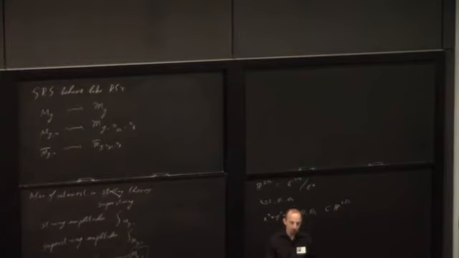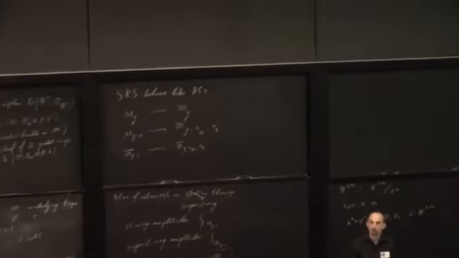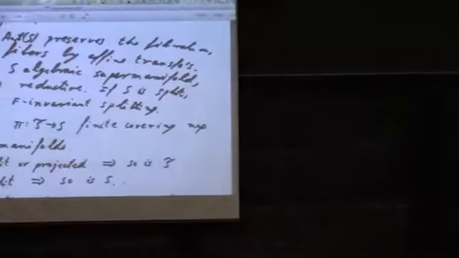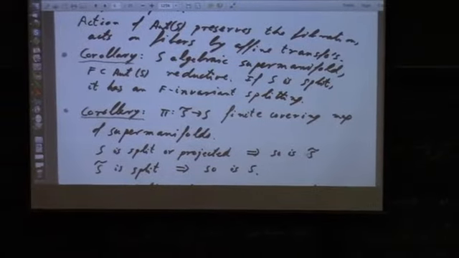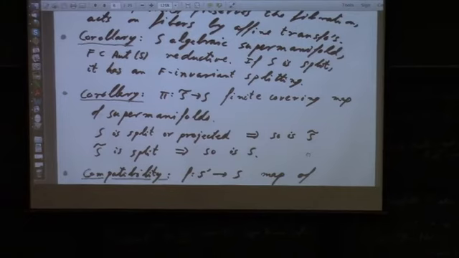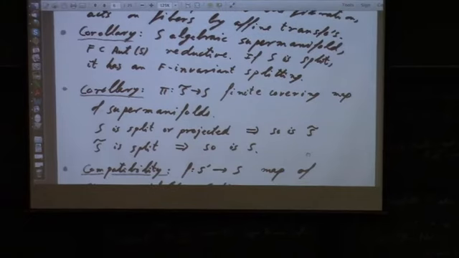So, let's say pi is a finite covering map between supermanifolds. It's a local isomorphism, and topologically it's a finite covering. If S is split or projected, then so is S tilde. If S tilde is split, so is S. If it's projected, I think it's false. I didn't actually check that carefully. At least the proof doesn't work for projected. So that follows by finding an equivariant splitting in plane.